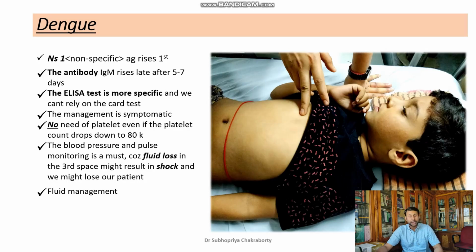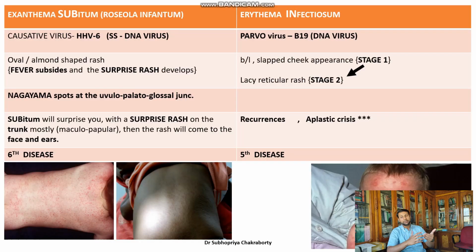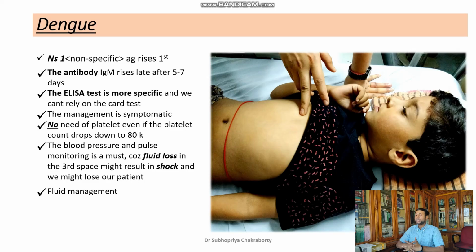Coming to dengue. The NS1 antigen, the non-structural antigen, comes first, and that is what we diagnose first. Later the IgM antibody comes. The ELISA test is more specific, and we can't rely on the card test. The management is symptomatic. There is no need to give platelets. This is something residents normally ask me, but yes, we should not give platelets so often. There are specific guidelines for platelet transfusion, and that is not how you should do it.